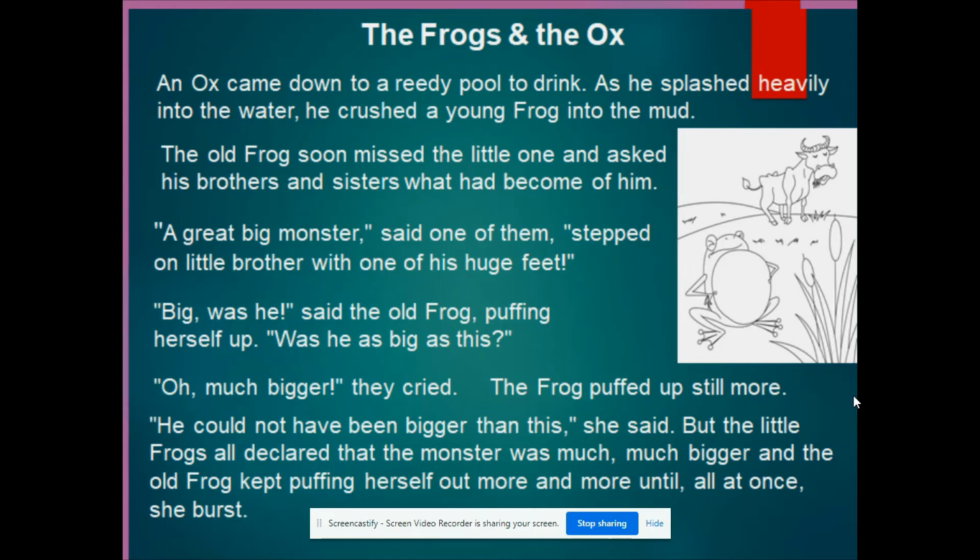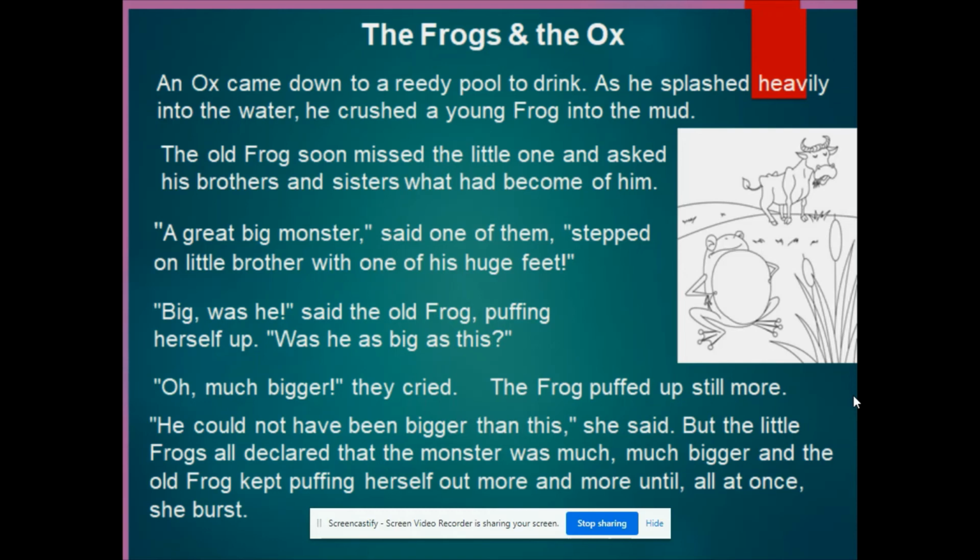An ox came down to a reedy pool to drink. As he splashed heavily into the water, he crushed a young frog into the mud. The old frog soon missed the little one and asked his brothers and sisters what had become of him. "A great big monster," said one of them, "stepped on little brother with one of his huge feet." "Big, was he?" said the old frog, puffing herself up. "Was he as big as this?" "Oh, much bigger," they cried. The frog puffed up still more. "He could not have been bigger than this," she said, but the little frogs all declared that the monster was much, much bigger, and the old frog kept puffing herself out more and more until all at once she burst.